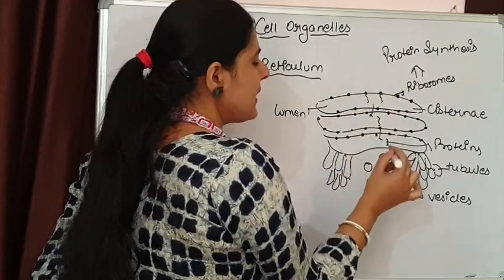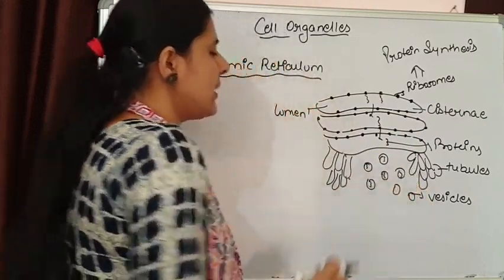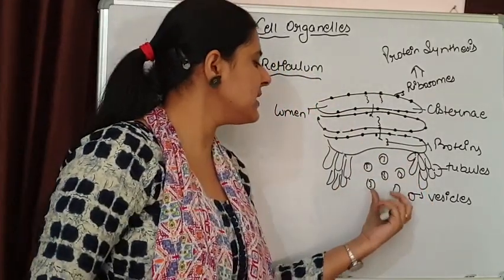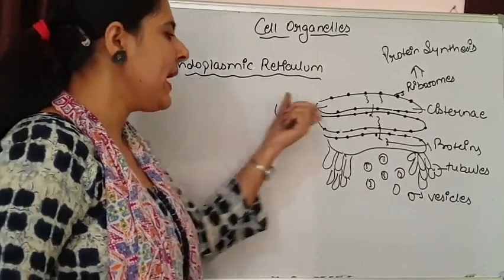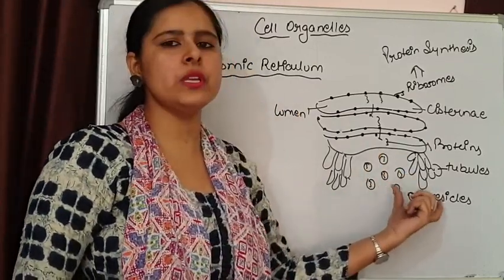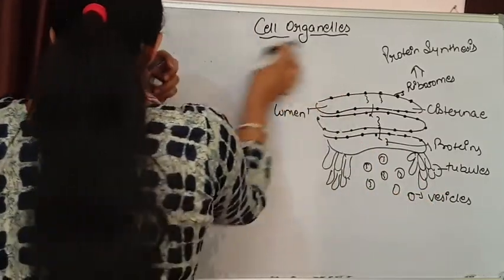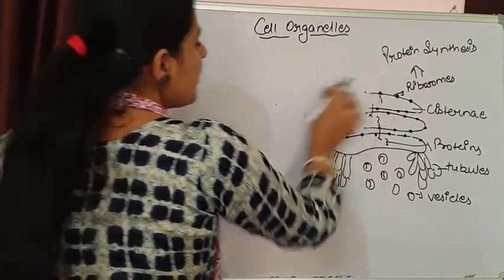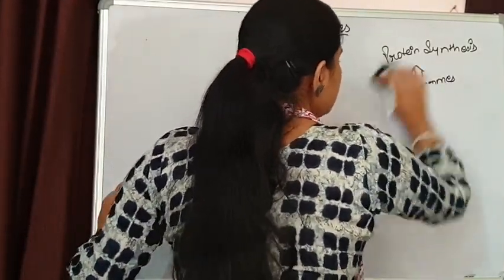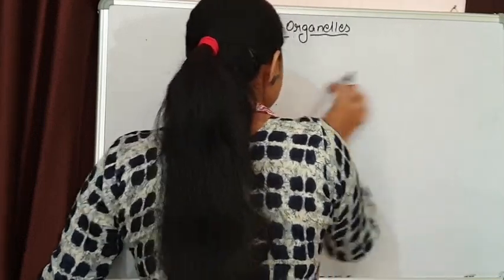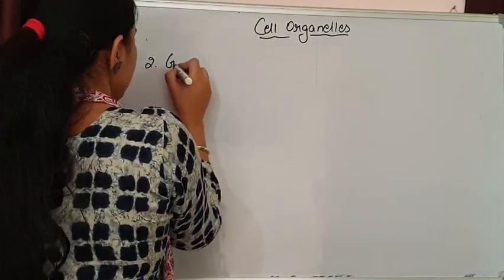So the endoplasmic reticulum packs these proteins in these vesicles, and these vesicles are going to take these proteins to Golgi bodies, which is another cell organelle, and later on the modification of these proteins will take place in the Golgi bodies. So the endoplasmic reticulum and Golgi bodies are functioning in coordination with each other. The endoplasmic reticulum is going to form the proteins, and the Golgi bodies are going to mature that protein.